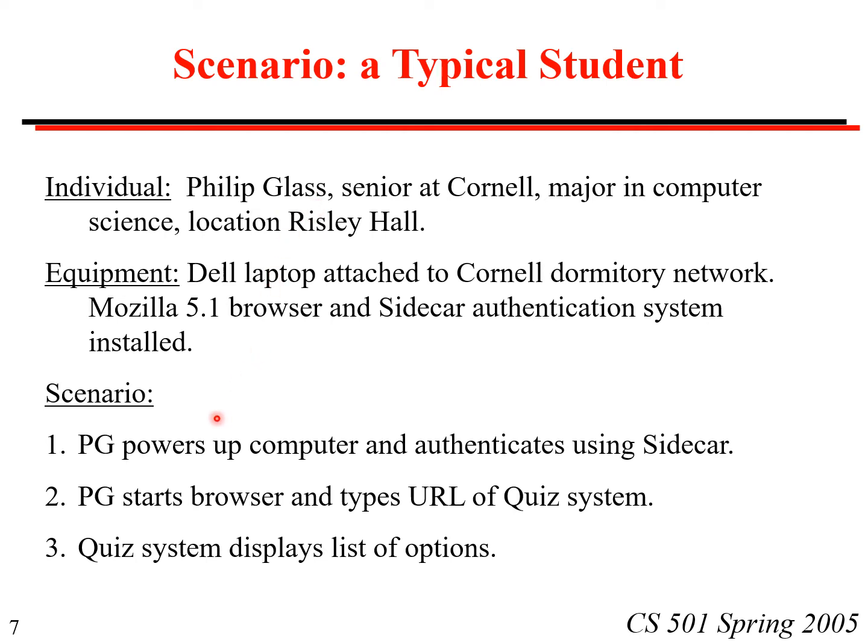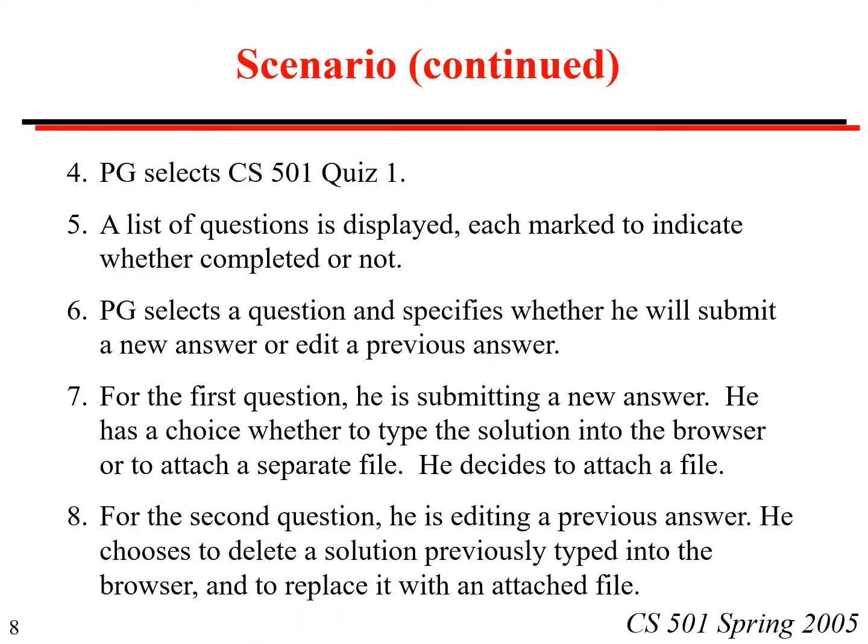Now what is the scenario? PG powers up the computer, and who is PG here? Philip Glass, the person, the actor. They are just giving you the viewpoint analysis, the scenario of that person Philip for this online quiz. So Philip powers up the computer and authenticates using Sidecar. Philip starts the browser and types the URL of the quiz system because it is online, and the quiz system displays a list of options. Okay. Now Philip selects CS501 quiz 1.